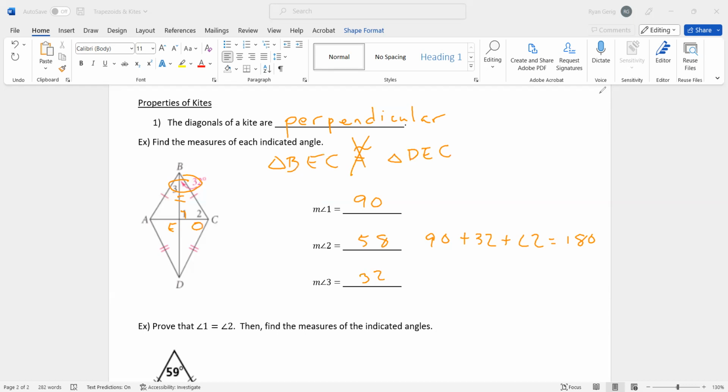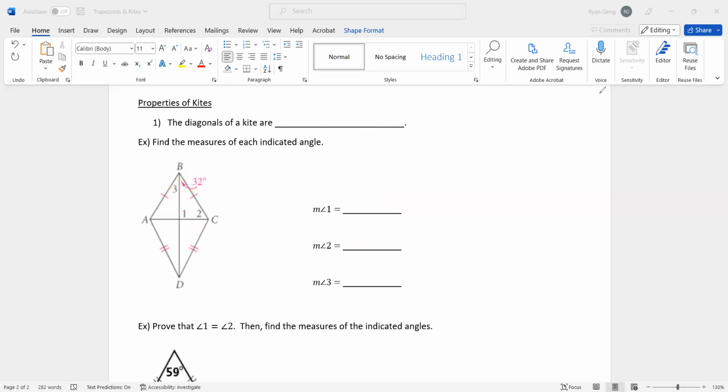Actually, I'm going to get rid of all this. I'm going to show you in this picture using colors. These two triangles are congruent, and these two triangles are congruent, but the red is not congruent to blue. That's the difference. In a rhombus, they would be. In a kite, they are not.